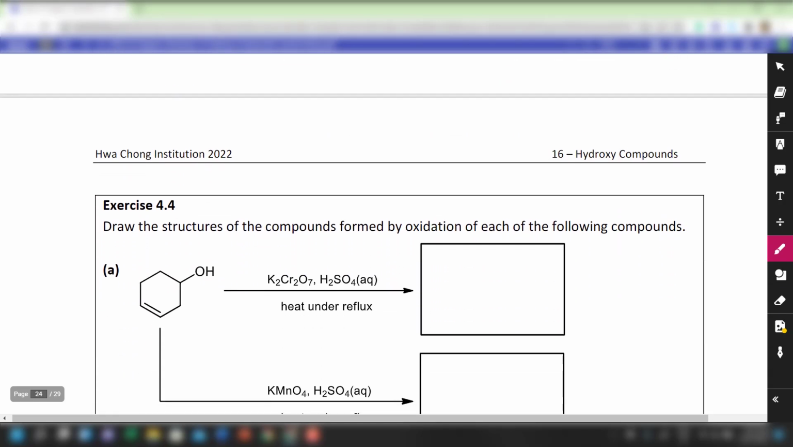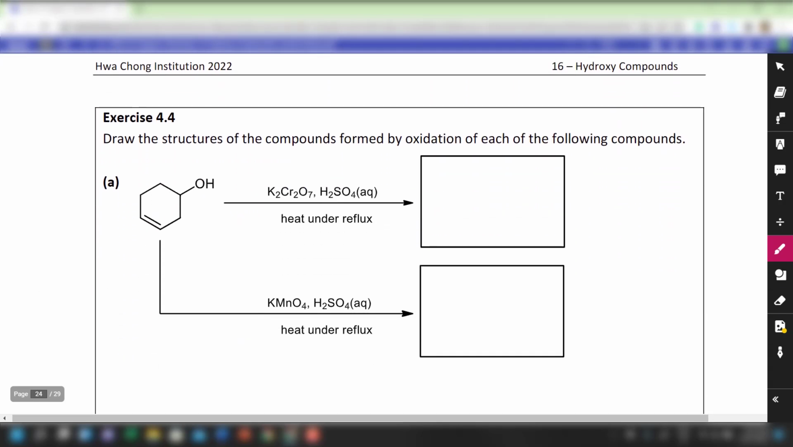Then I'm going to move on to exercise 4.4. We are supposed to draw the structures of the compounds formed by oxidation of each of the following compounds. So acidified potassium dichromate. In this case, I'm going to get a ketone. Remember that the CC double bond will not be oxidized by potassium dichromate. If you recall from alkenes, only potassium permanganate will cause oxidative cleavage.